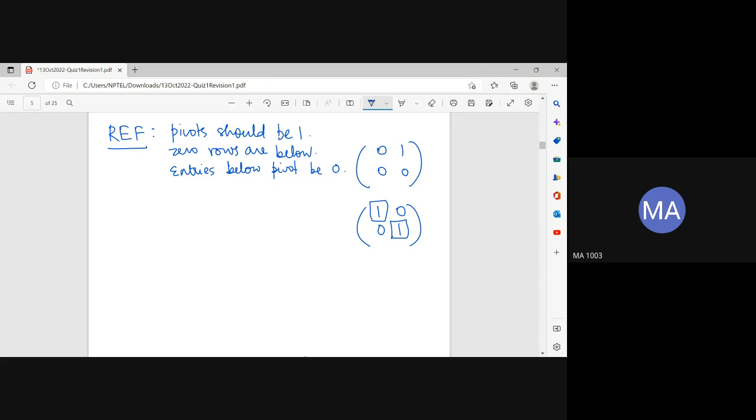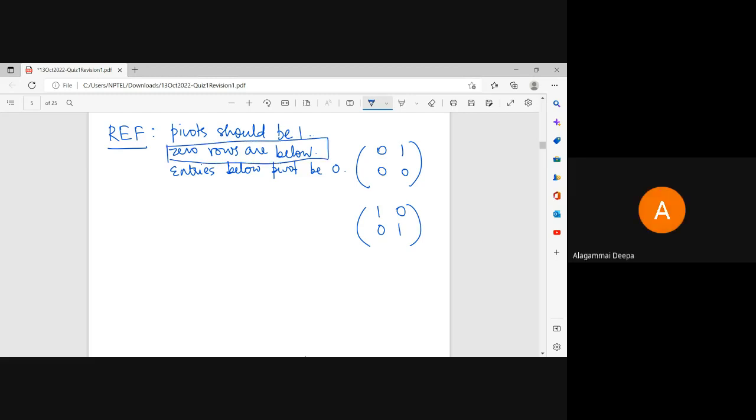In the second matrix you have drawn, there are no zero rows below. No, if there is a zero row, it should be below. There are no zeros, that's all. It doesn't say that there should be zero rows. If there are any zero rows, they should be below the non-zero rows. How many rows does this matrix have? Two rows. Is there any row which has completely zero elements? No. Then why are you even bothered about this condition?